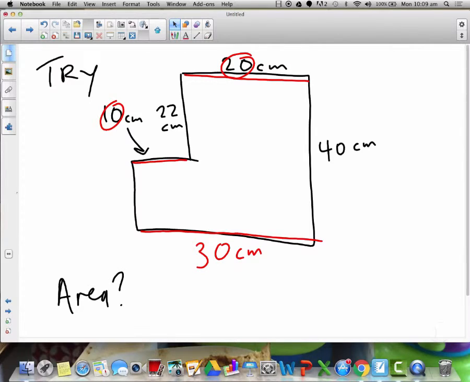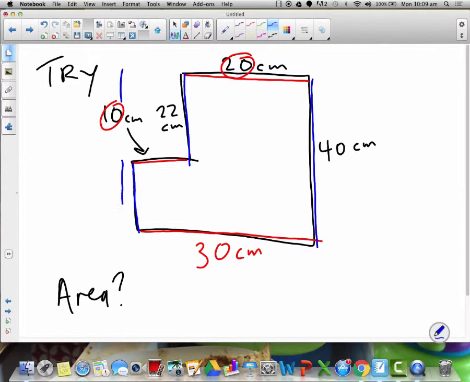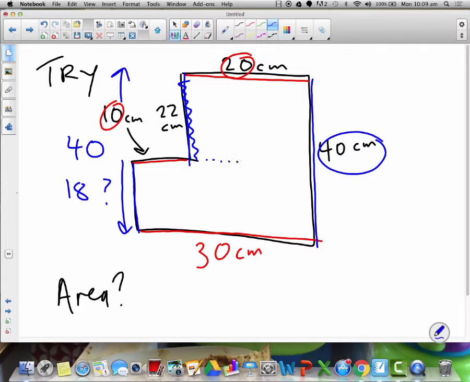But we need the other measurement here as well. We need this one. And we know that this equals 40. So over here, from here all the way down to there, that should equal 40 as well, because it should mirror that one, shouldn't it? So if that's 22, the question is, what's left over? So it's 40 take away 22, which is 18. So now you've got all your measurements and you just needed to divide it up.